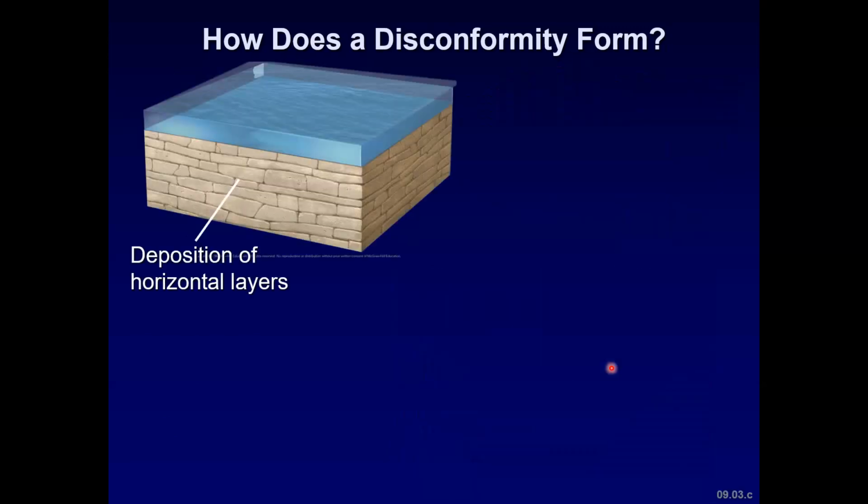All right. So how does a disconformity form? You just have to write these down. There's so many differences, and yet the words are very similar. Okay. So we have, again, deposition of horizontal layers of limestone in a shallow sea. And if the lower rock layers are not tilted before deposition above the unconformity, then the contact is a disconformity.